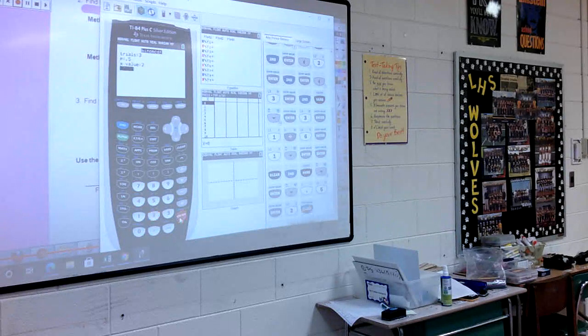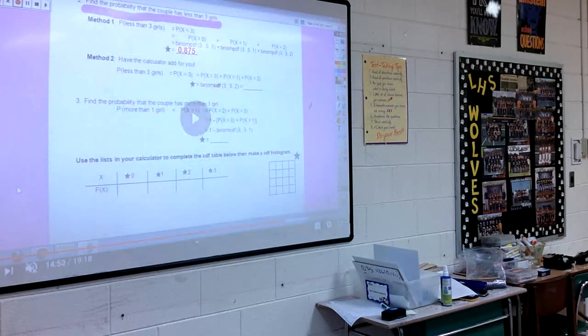So that's going to give me the probability of having 0 girls, 1 girl, and 2 girls all added together, and that's 0.875. So that tells me the probability of having less than 3 girls is 87.5%. What it did was add 0, 1, and 2 all together. Okay? Now, let's be real careful on CDF here.